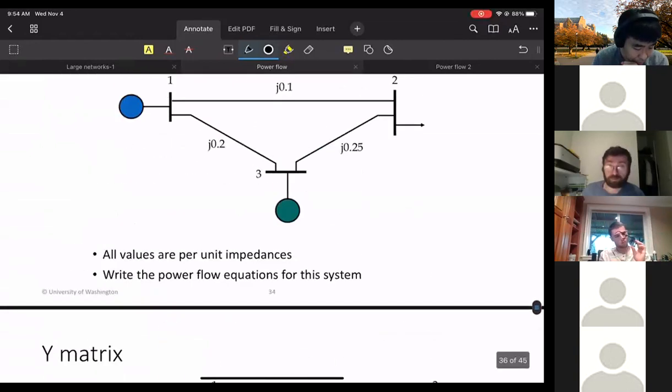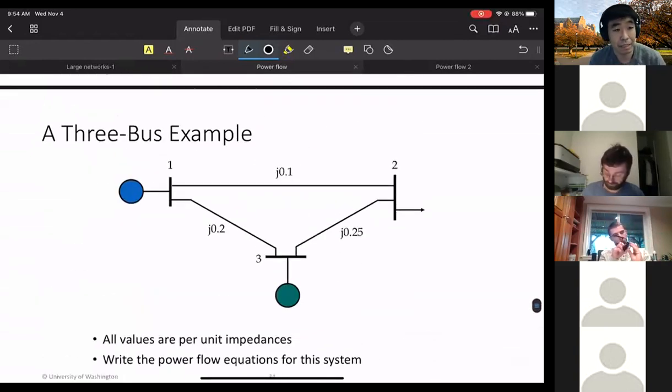So for example, let's look at a 3-bus example and look at how all the equations work out. We're going to write down the full power flow equations for this 3-bus example.